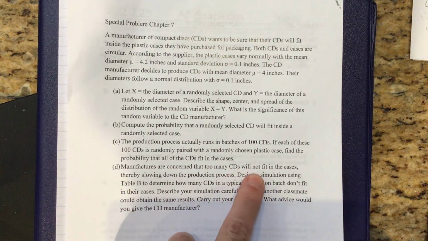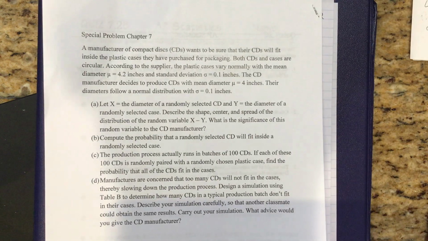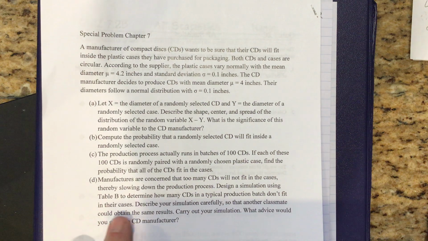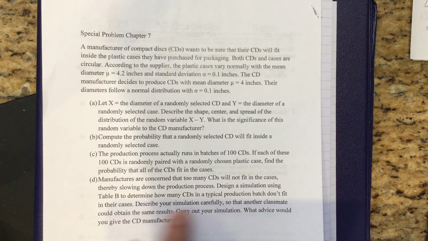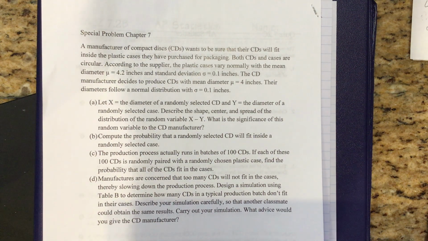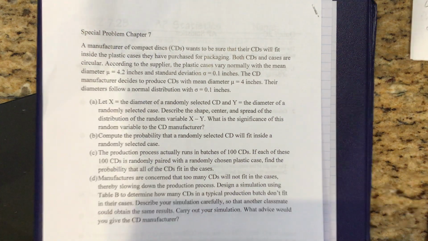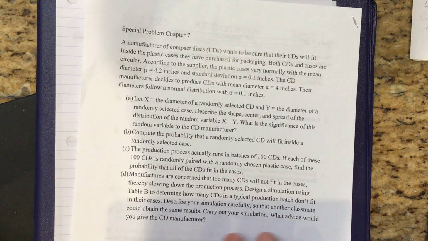Manufacturers are concerned too many of their CDs are not fitting. Yeah, because look, in a production run, there's a pretty small chance that we don't have an issue of at least one CD not fitting, right? Let's see, design a simulation using table B. That's kind of a bummer. I like to use my calculator for these, but we'll have to follow directions to determine how many CDs in a typical project. Okay. The reason they're going to say table B is because obviously if this is on the AP exam, you can't do the random integer on your calculator because they can't grade you. So that's why we'd have to use a table. Describe your simulation and carry it out. And then what advice would you give?